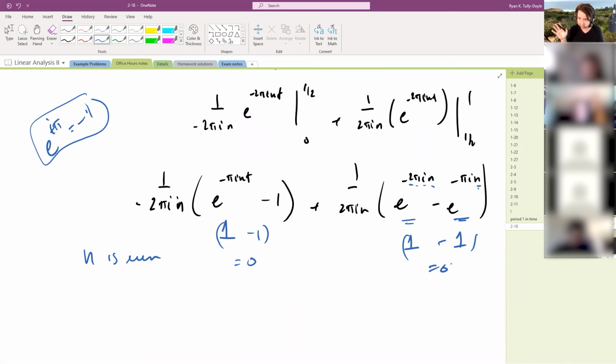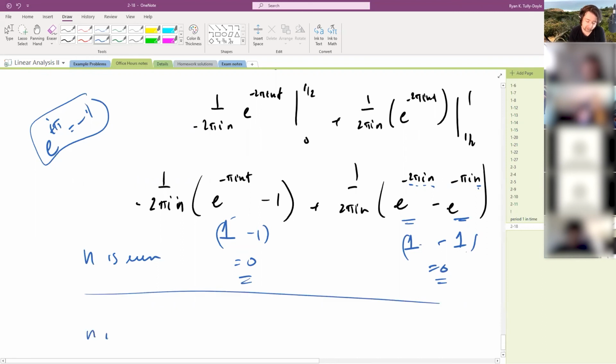Does that make sense? So does that mean we get 0 plus 0 equals 0? Yeah. I mean, 1 minus 1 is 0. And if you look at the formula we're supposed to show, the nth coefficients are supposed to be 0 when n is even. So you expect everything to cancel in the case when n is even.